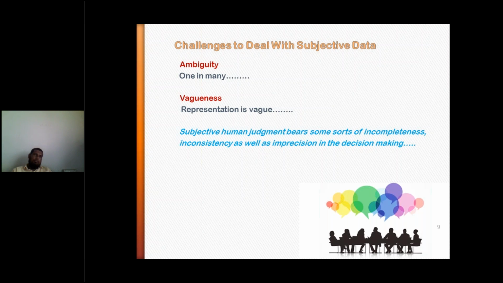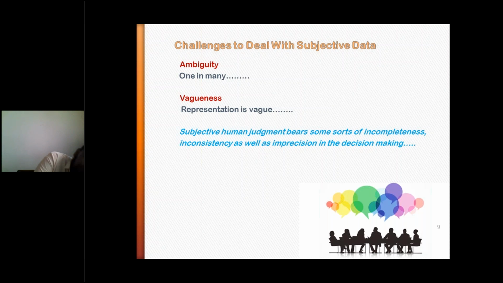Ambiguity means one in many. For example, I invite you to meet me in the institute, but I have not specified the meeting place. I have not specified where you can find me: in the department, in my quarter, in the institute canteen, the institute dispensary. So the possibility of finding me is in many places. That is called one in many.